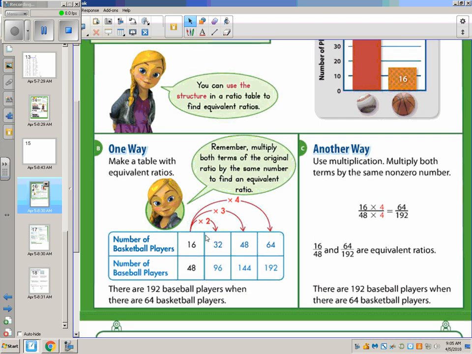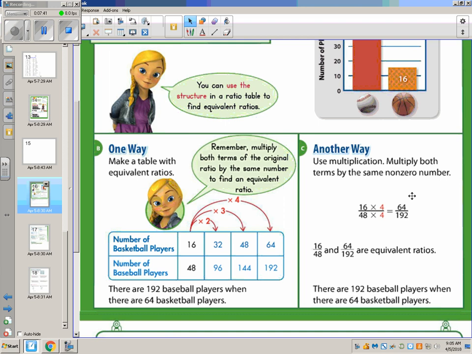So if we're trying to figure out 64 basketball players, what they did was they just kept increasing it by 1. So they multiplied by 2, multiplied by 3, multiplied by 4, and they got to 64. So then they know, okay, we've got to do 48 times 4 to figure out how many baseball players we would have. So we would have 192.